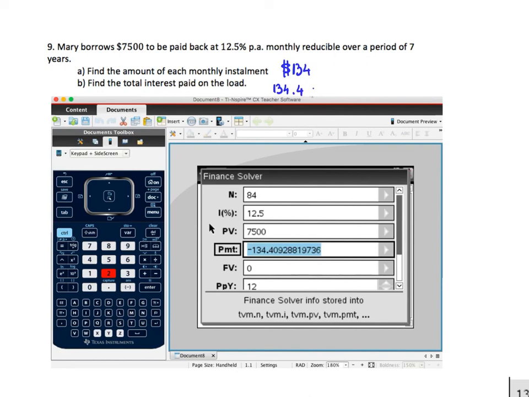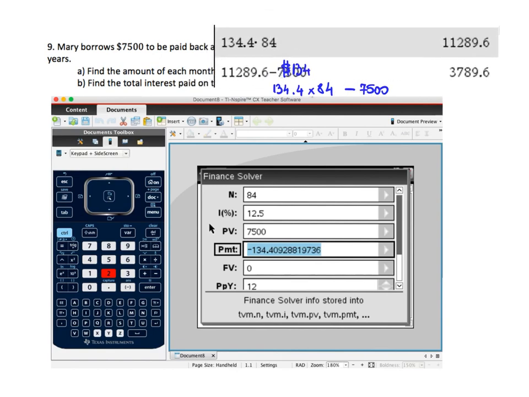134.4, let me be more accurate, times 84, because it's 84 times I pay. That's what I actually pay. So if I take away the 7,500, I find how much is the interest that I pay. So I've done that here. And the interest paid is 3,789.6.